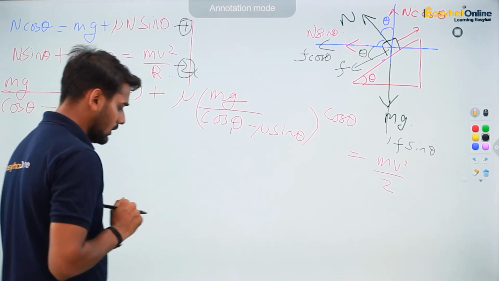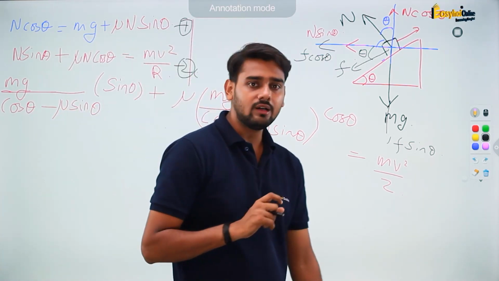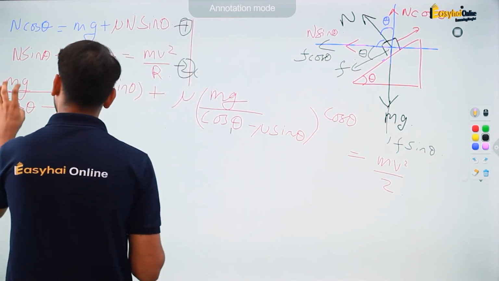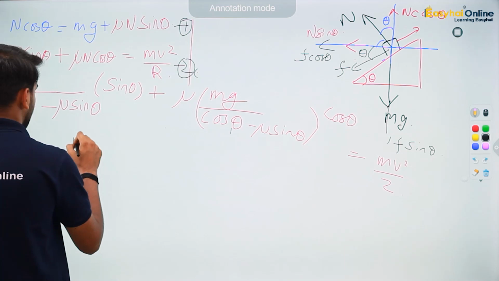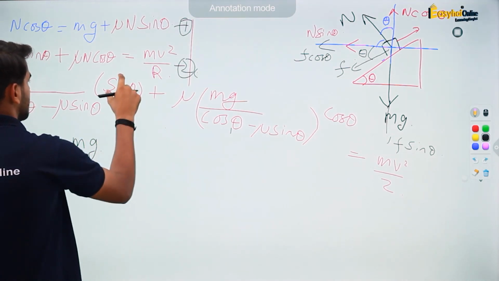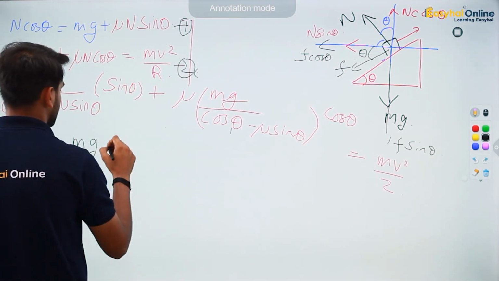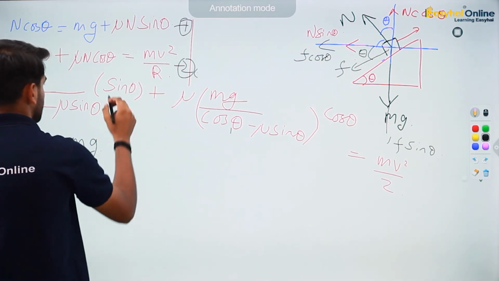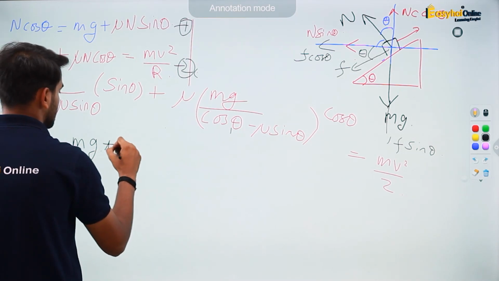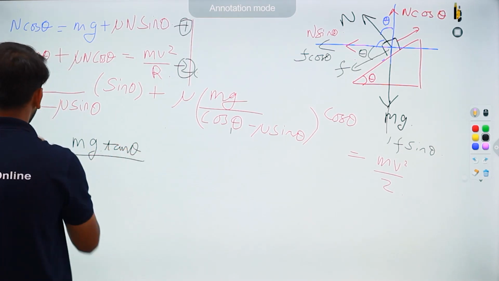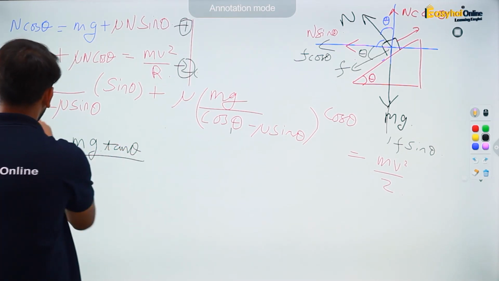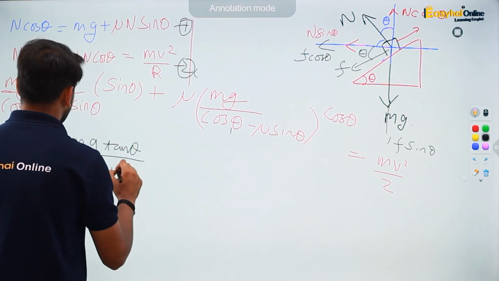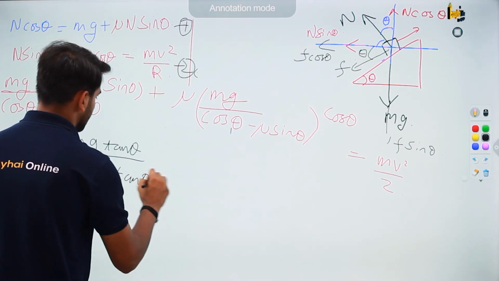Now in this case, if I divide this equation by cos theta, let's see what exactly happens here. So I have mg. Sin theta upon cos theta is going to be equal to tan theta. Dividing the numerator and denominator by cos theta, cos theta divided by cos theta is 1, minus mu tan theta.